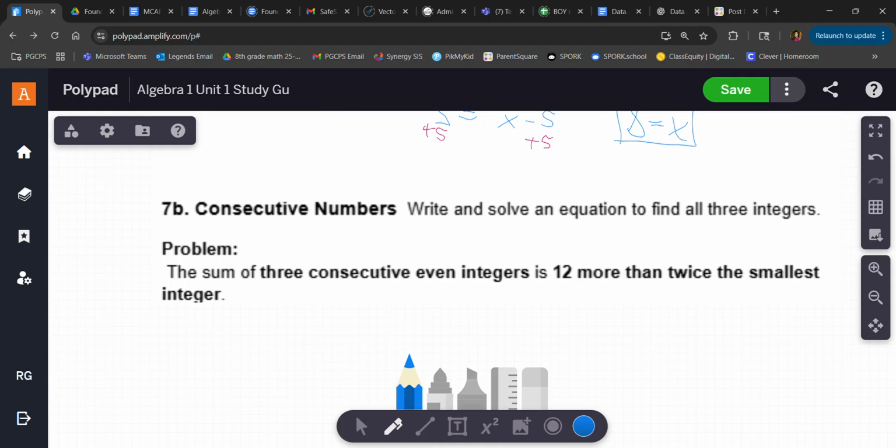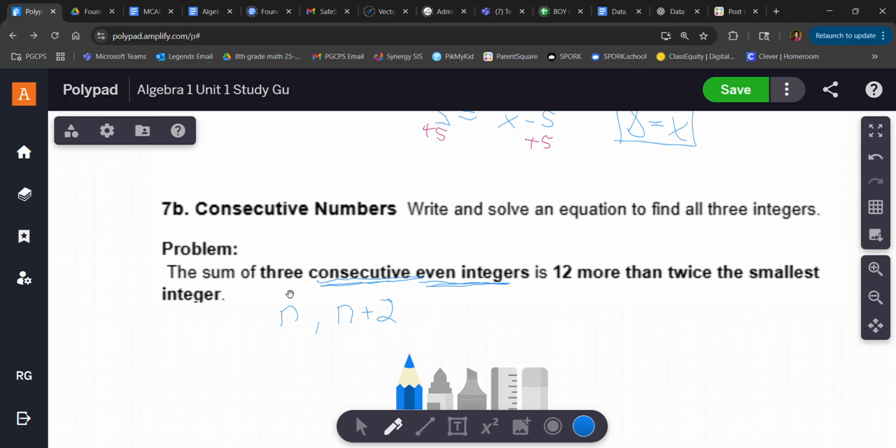Problem 7b is very similar. However, you need a way to express consecutive integers. In this case, consecutive even integers. And the way we're going to express that is whatever the first number is, say n, the next even number in order, because consecutive means numbers in order, like 3, 4, 5, 6, can be represented as n plus 2.